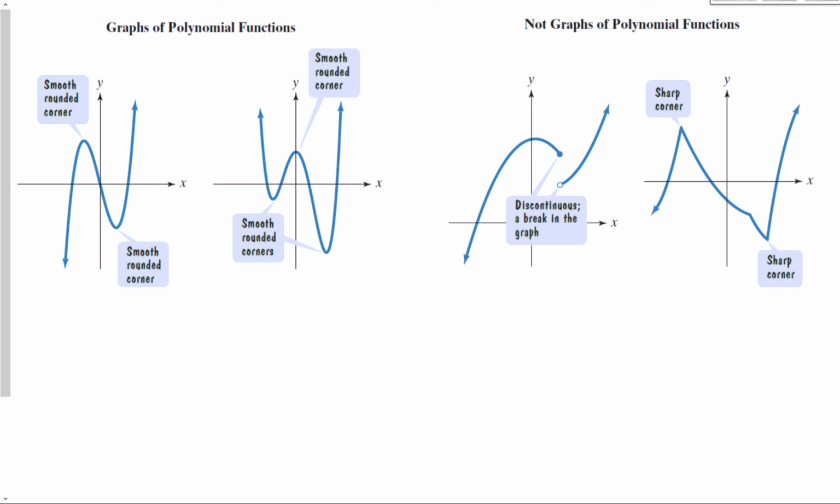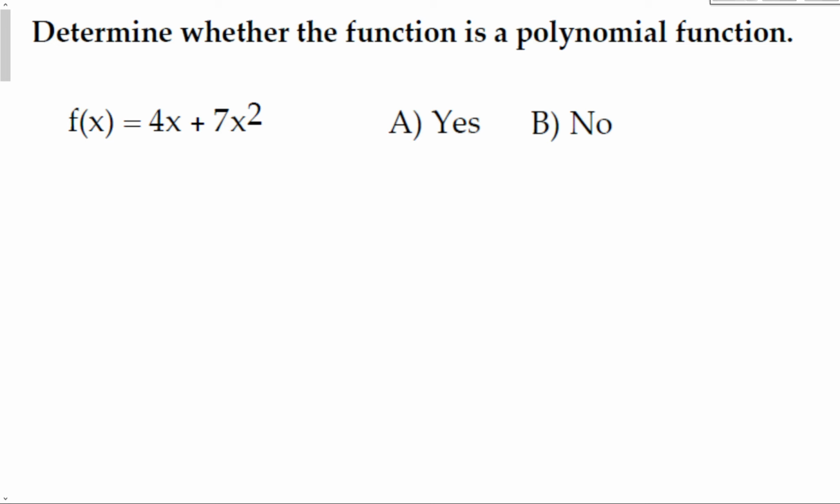And here's a picture. Okay, so these two are polynomial functions, the first two over on the left. They have smooth rounded corners, all the corners are smooth and rounded. These are not polynomial functions because they have a break, it's discontinuous, or they have sharp corners. Okay? So you can tell whether something's a polynomial function either by looking at the equation or looking at the graph. I'm not really going to go over too many multiple choice questions here. I'll save those for when I get back to class. But I decided to keep these in because they're kind of useful.